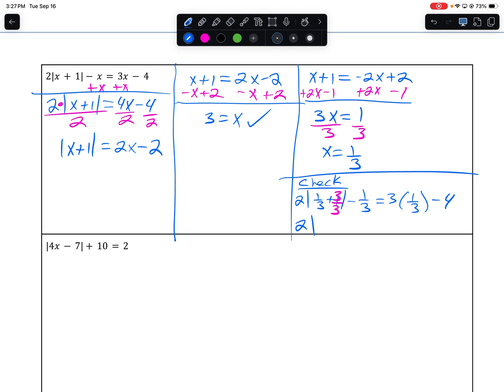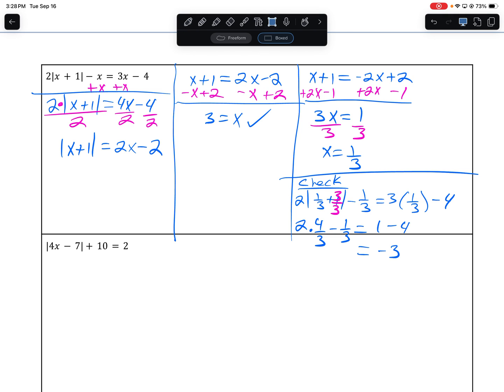2 times absolute value of 4/3. And then what's the absolute value of 4/3? Just stays 4/3, right? And then we have minus 1/3. What's 3 times 1/3? 1. Somebody said it. 1 minus 4 is -3.